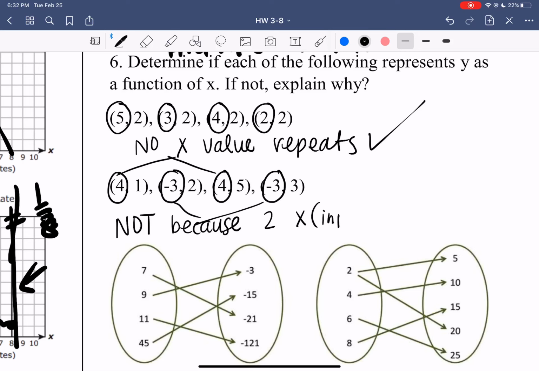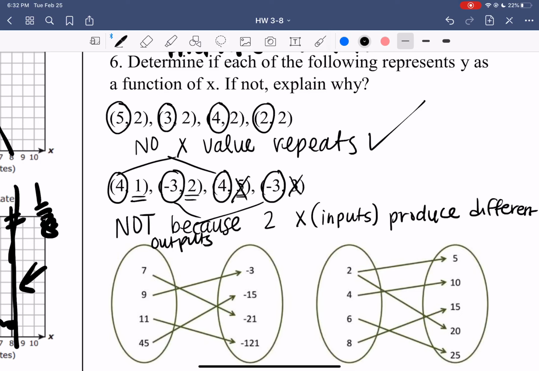or inputs, that produce different outputs. So if we're looking at our function machine, if we put a 4 in, we should always get 1. But we put a 4 in our machine and we got 5, so that can't be correct. And here we should get 2, but we got a 3.